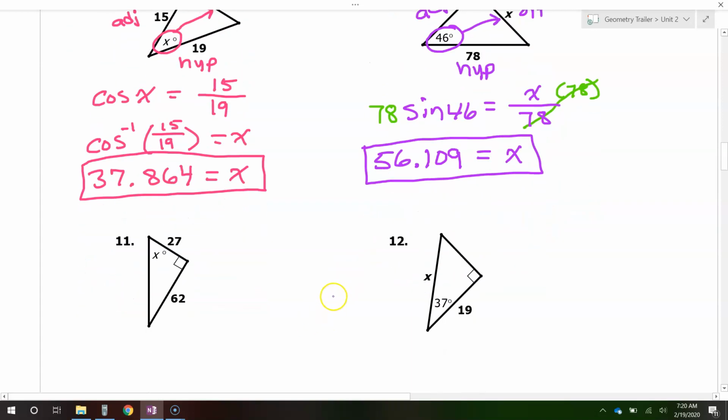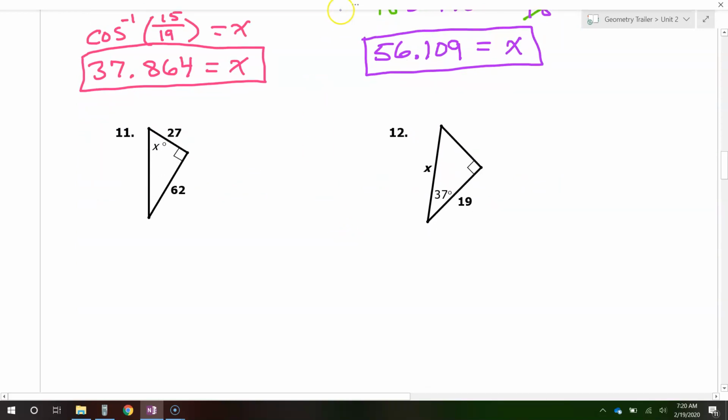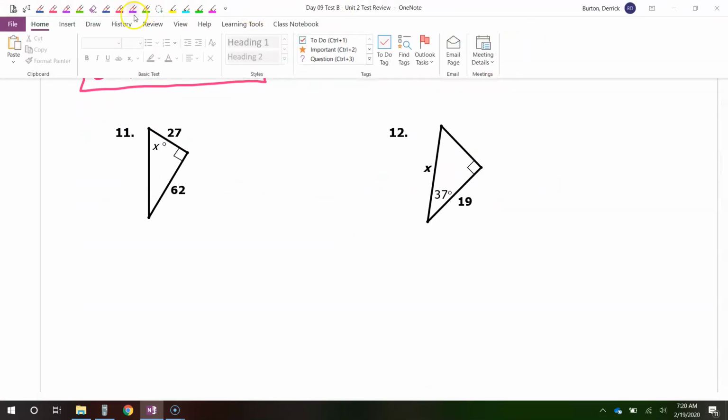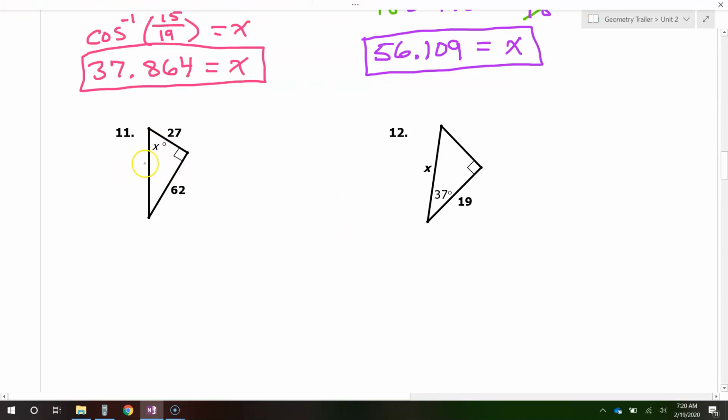All right, moving on to number 11. Where's the hypotenuse? Hypotenuse is right here. Always start with that. It's across from the 90-degree angle. Next, circle the angle that you're looking for. Draw the arrow away. That will indicate the opposite side. The other side is going to be the adjacent side.